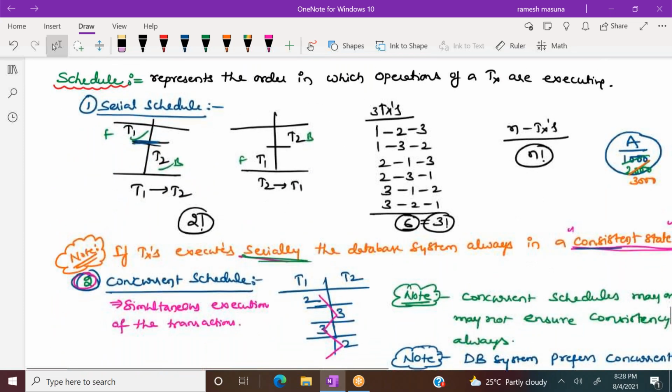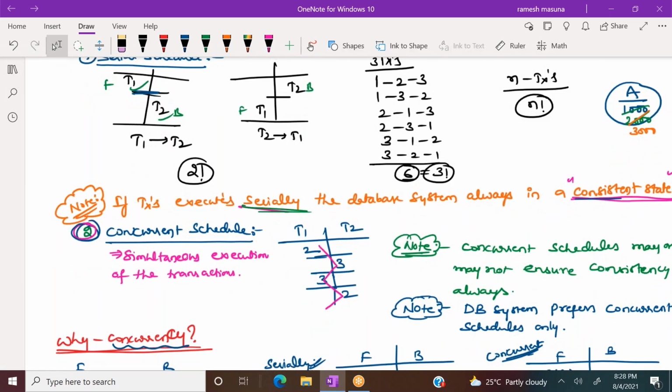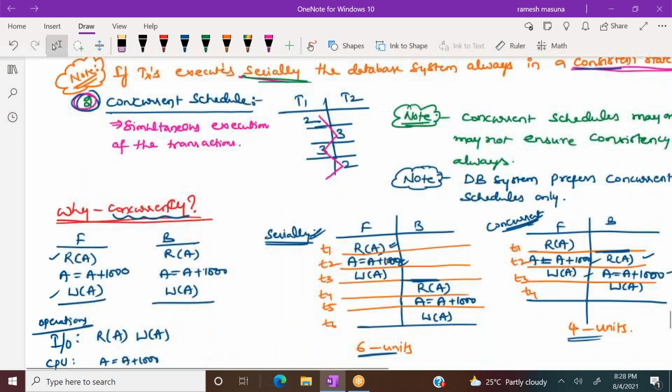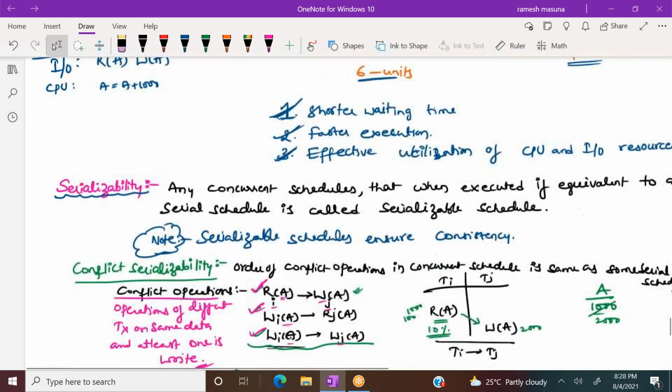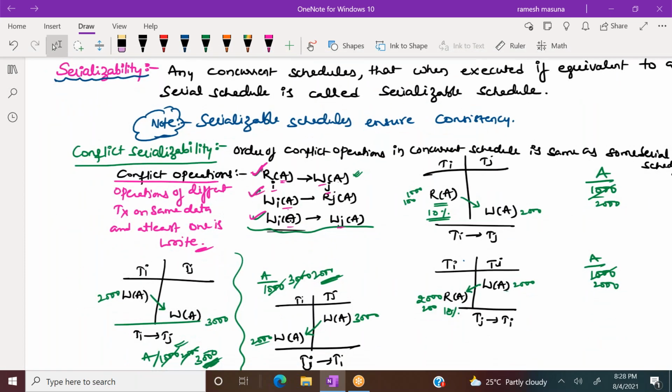What are the states of a transaction. Execution of transactions is called a schedule. Two types of schedule, serial and concurrent. We discussed that a serial schedule always ensures consistency. A concurrent schedule may not ensure consistency. And why is the database system preferring concurrent schedules? Because of shorter waiting time, faster execution time, and effective utilization of CPU and IO resources. The database system requires a consistent state, which is verified based on serializability. What is serializability? The concurrent schedule must be the same as some serial schedule.